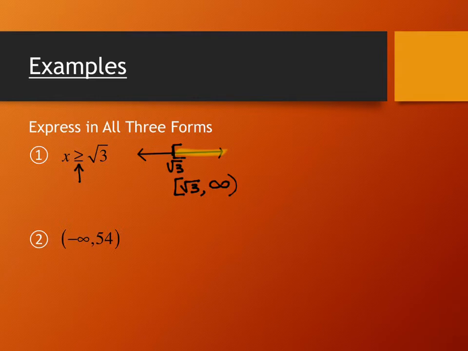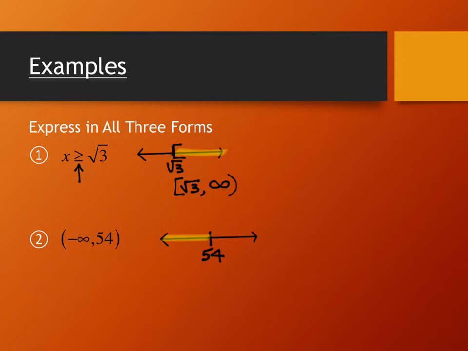Number 2. Number 2 starts out in interval notation. But again, I'm going to be the one that's going to draw a graph every time because I can put whatever numbers that are on the interval on my graph. 54 is the only one. And then, am I going to shade to the left or am I going to shade to the right? The left, right? Because the 54 is the ending part of that interval.